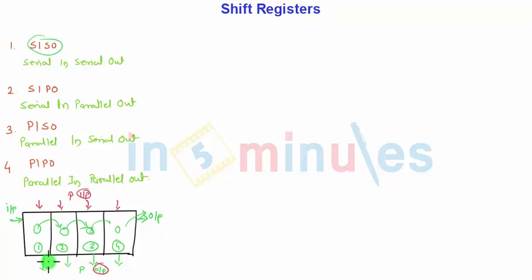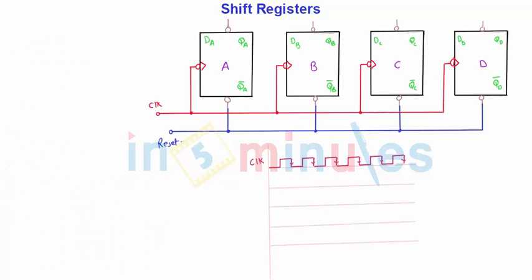Now where you can use this shift register in industry, as we will look at the exact shift registers step by step: SISO, SIPO, PISO and PIPO. So these are the shift registers. Moving on to the very first shift register, that is nothing but SISO. So what we have here, serial in, serial out.